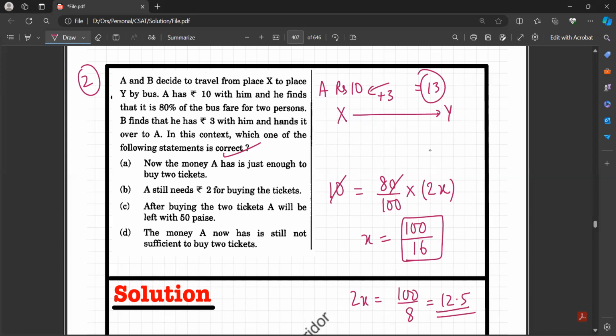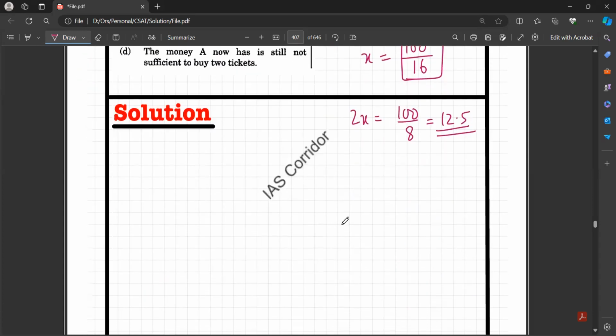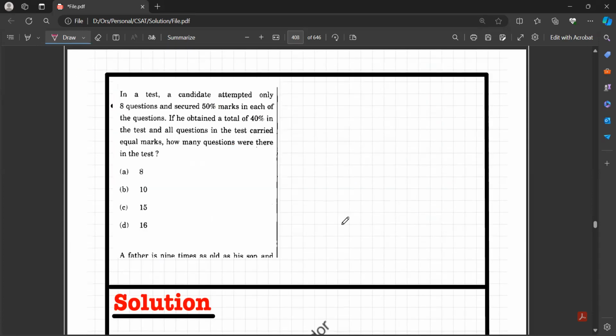Now, the money A has is just enough to buy 2 tickets? No, not just enough. A still needs rupees 2 for buying the 2 tickets? No. After buying the 2 tickets, A will be left with 50 paise? Yes. So C will be correct, because A has rupees 13 right now and needs to pay 12.5. The amount that remains is 50 paisa. Got it? Proceeding to the next problem, question number 3.